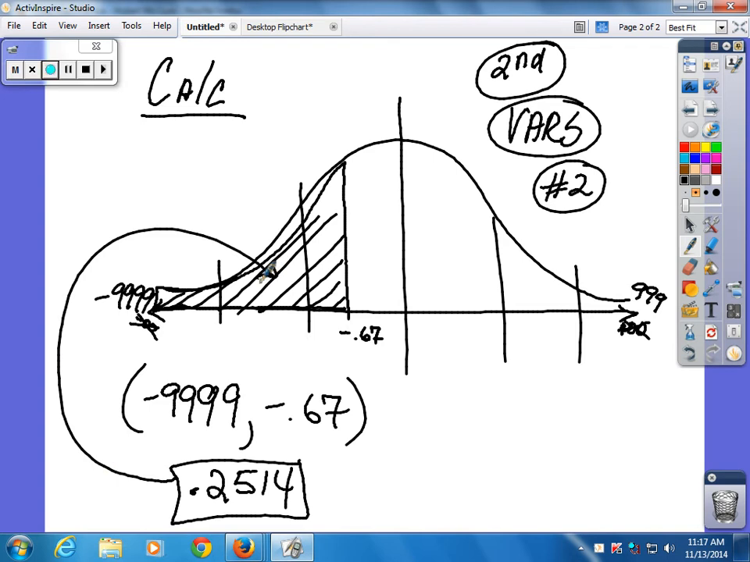So let's go over it again. Second, bars, number 2, parentheses, negative 99999, comma, negative 0.67, close parentheses, enter. Everybody get it?